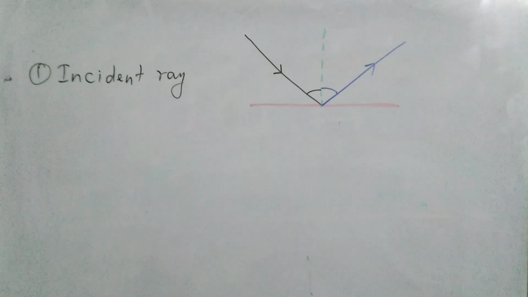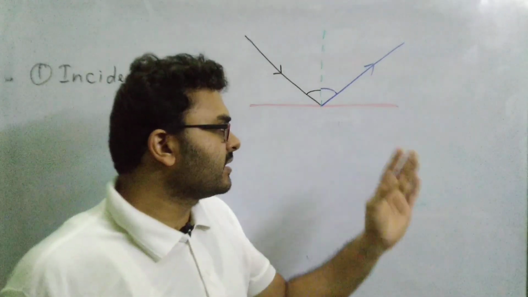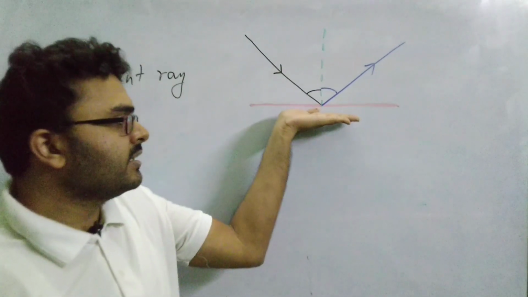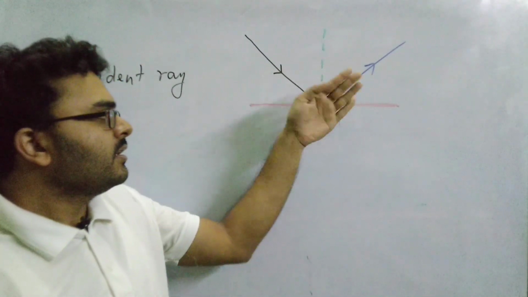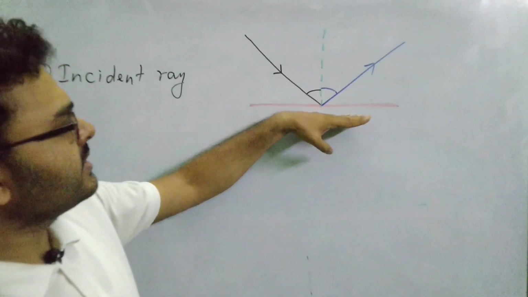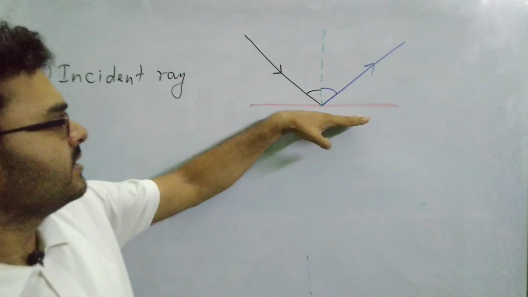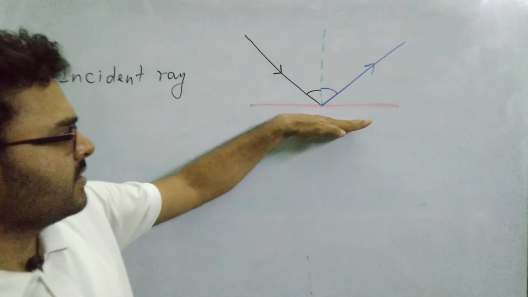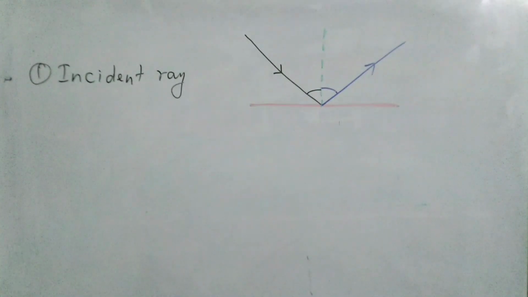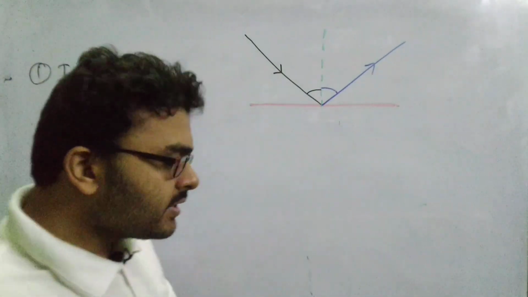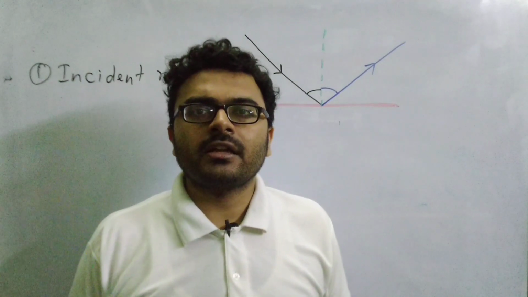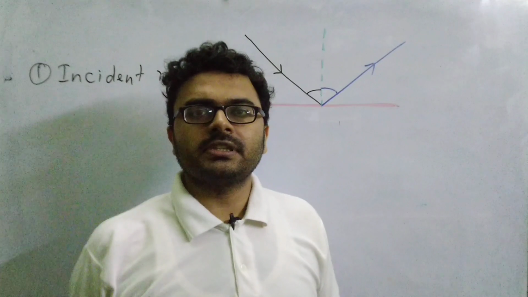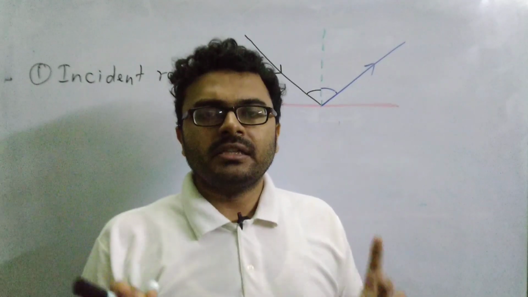Here the reflecting surface is denoted by the red colored line. Basically it's a plane. You can consider this to be a plane, say if I consider my hand to be a plane, like this. So the incident light is coming and falling onto this plane. So how can I define the incident ray? If you want, you can also note it down. The light ray which is coming and falling onto the reflecting surface is called the incident ray.